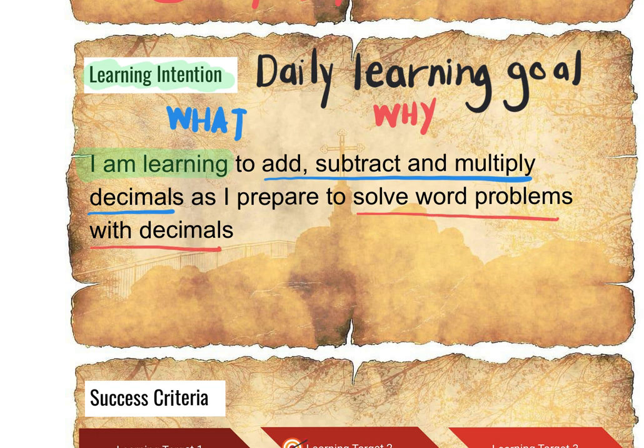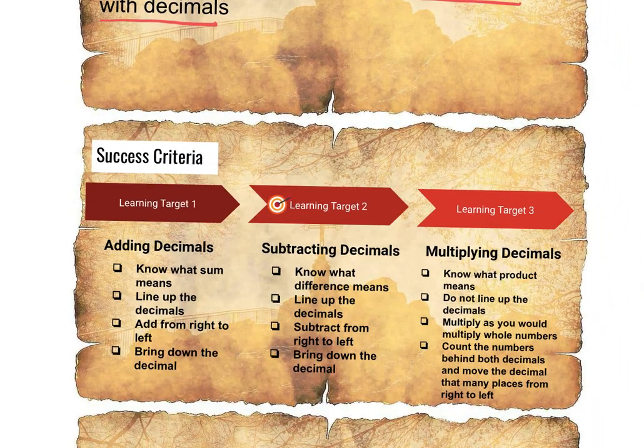So in this particular day, we would be learning how to add, subtract, and multiply decimals. And then lastly, the reason why is because we would be using them to solve word problems. So remember, a learning intention is a daily learning goal, and it always has to answer 2 questions. What we are learning and why we are learning it. Let's move on to success criteria.